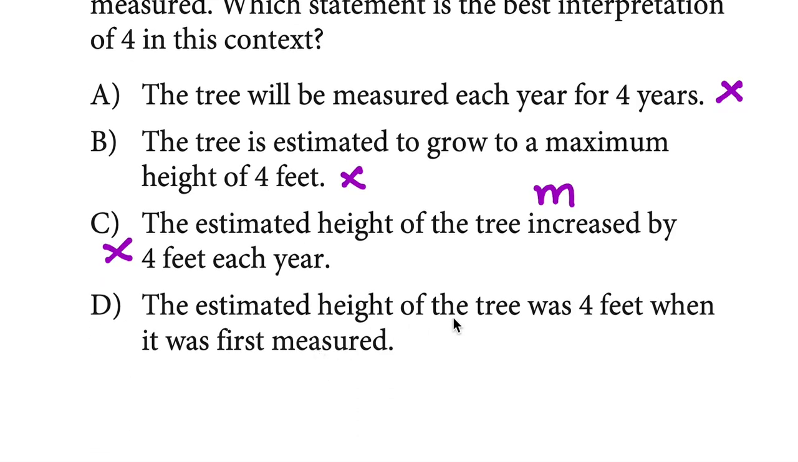The estimated height of the tree was 4 feet when it was first measured. Yes, because when it was first measured, the input was 0 in the beginning itself. So that is the initial value. So yes, D is the right option.